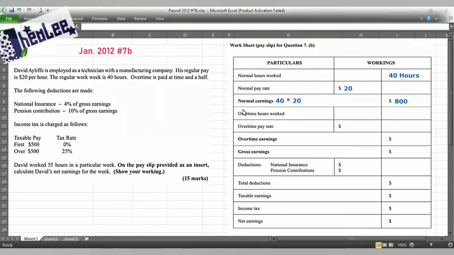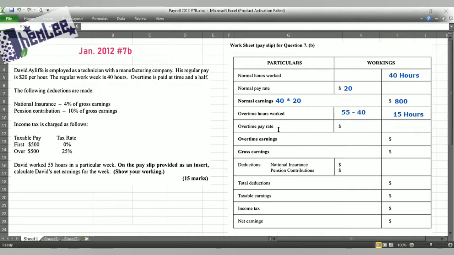So we're moving into overtime hours worked, and that would be the extra hours that David worked for the week. The normal hours is 40 hours, right? David worked 55 hours for the week. So it means that the 55 hours worked minus the normal hours would give us the overtime hours, and that is 15 hours extra that David worked for the week.